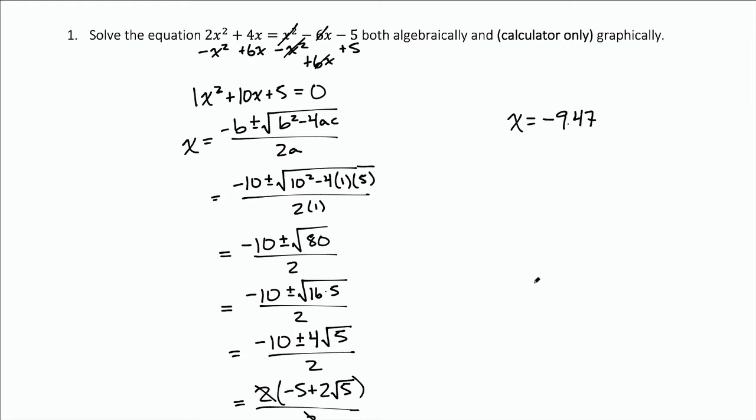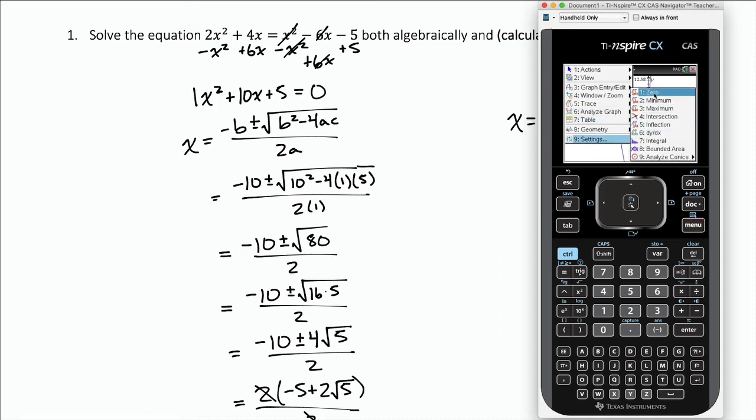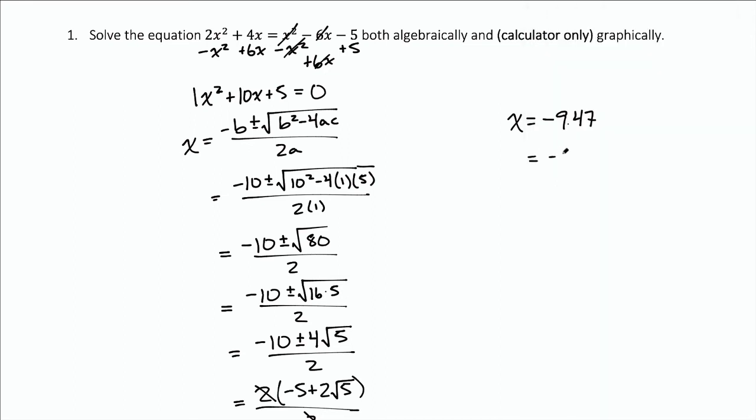And then for the other one, that's over here, I need to do the same thing. Menu, Analyze Graph, Zero, and then I click to the left of the zero, just over here, and then move to the right of it, and you'll see it highlights zero for me. Because it found it, and click, and there's another one. So I get negative 0.528.